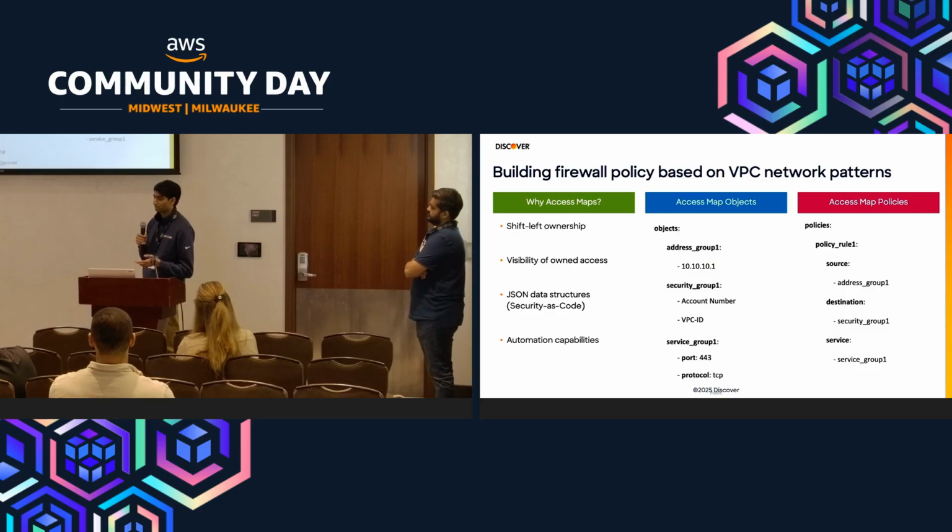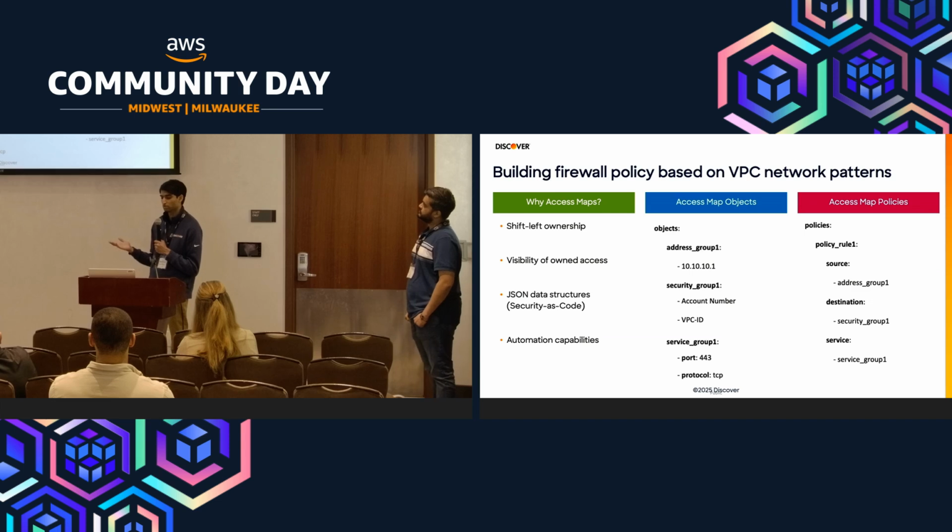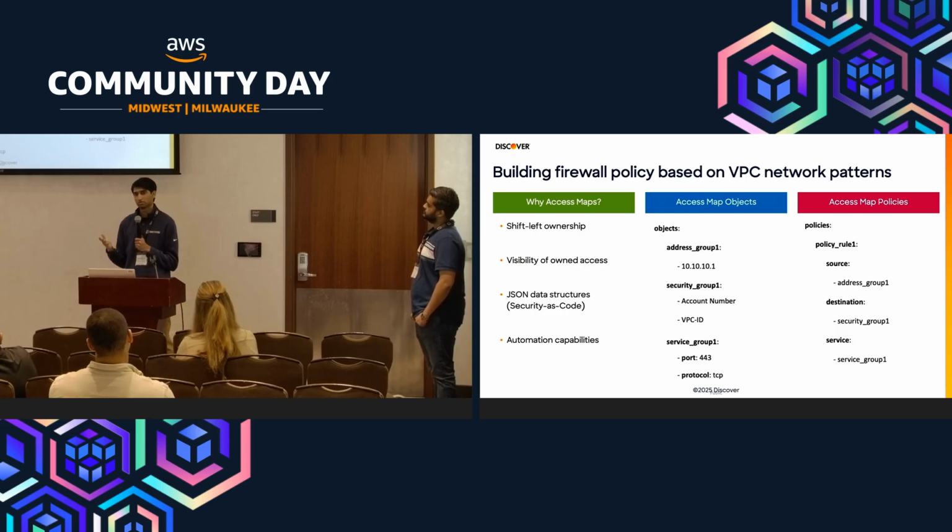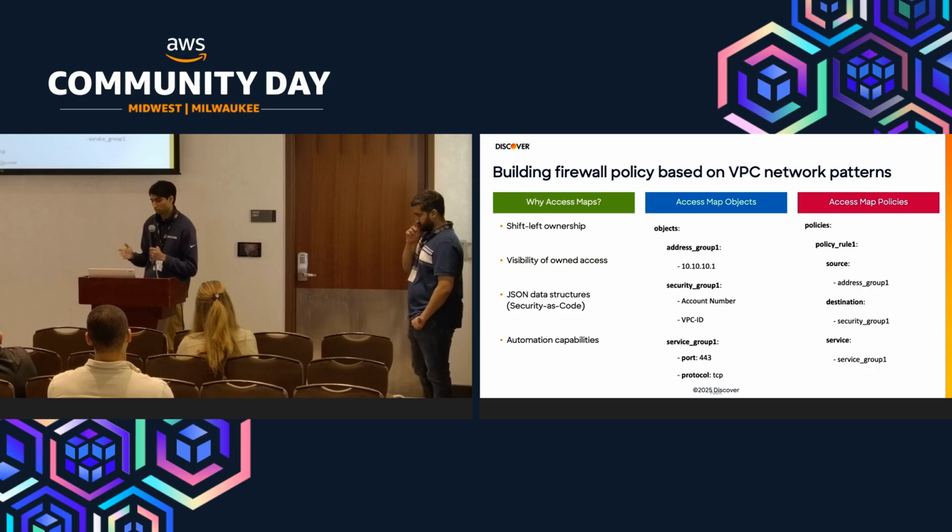So you see you have address group 1 with some IP address, and then for example, we have security group 1, and we'll differentiate all the security groups in the access map based on account number and VPC. And ideally, that security group will be the real security group name that is present in AWS. And then you have the policy. So using those objects to actually create rules for whether it be in AWS or the firewall itself.